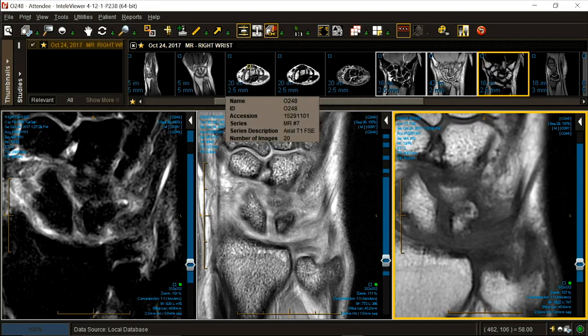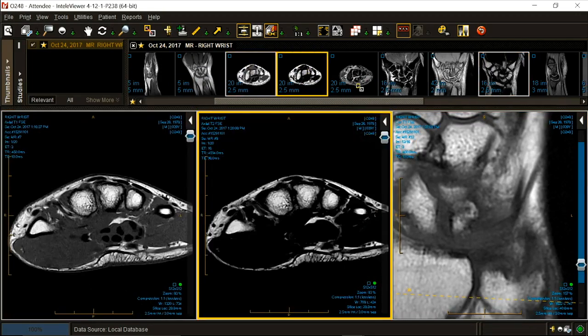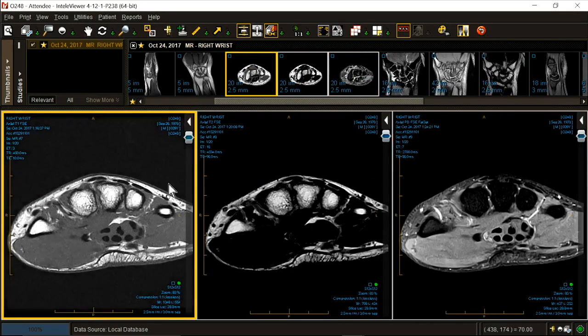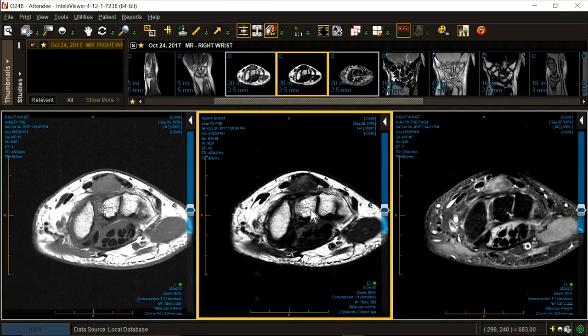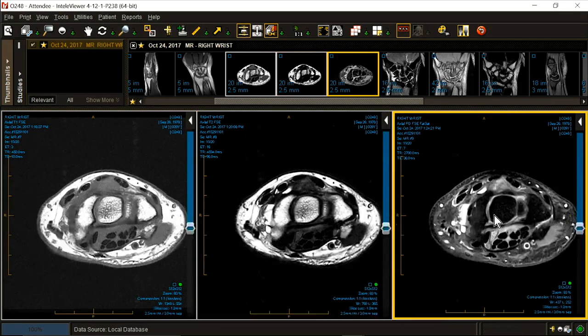Better change projections. On the far left, T1 anatomy. In the middle, T2. On the far right, PD spur.